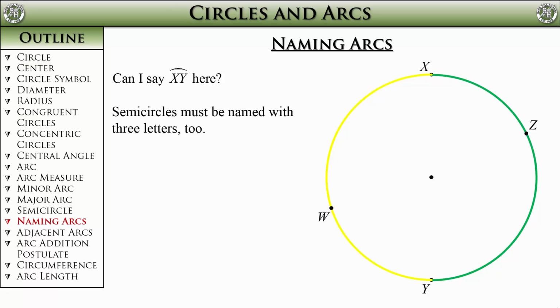With W and Z now in the picture, literally, if I wanted to talk about the yellow semicircle on the left, I would say arc XWY or arc YWX. If I wanted to talk about the green semicircle on the right, I would say arc XZY or arc YZX.